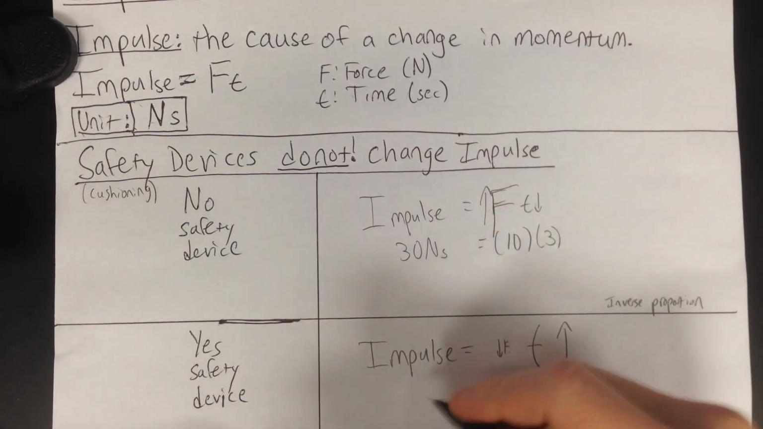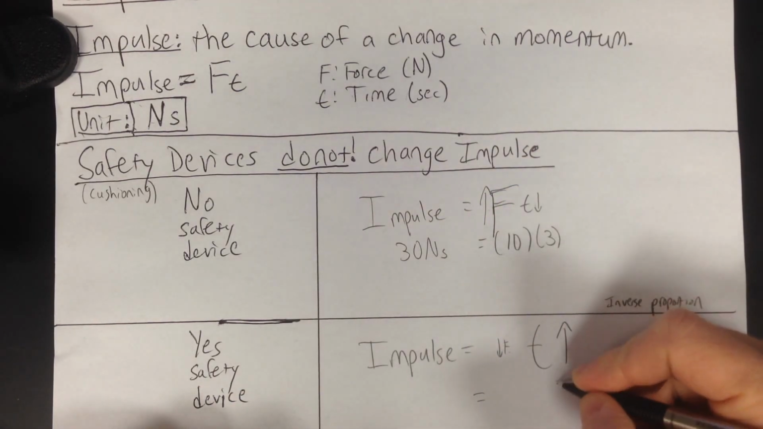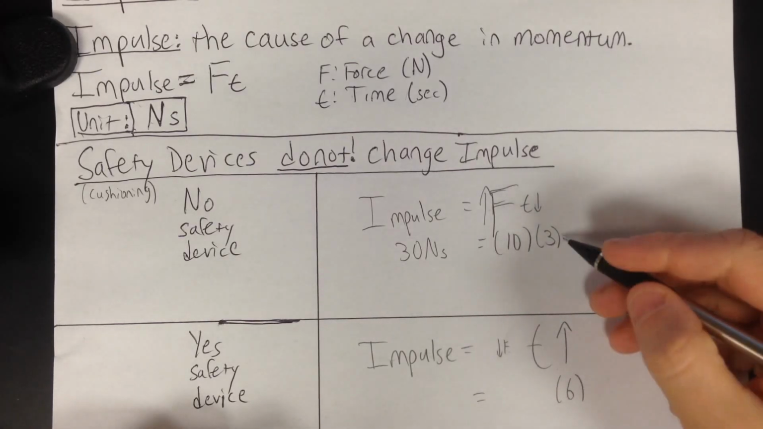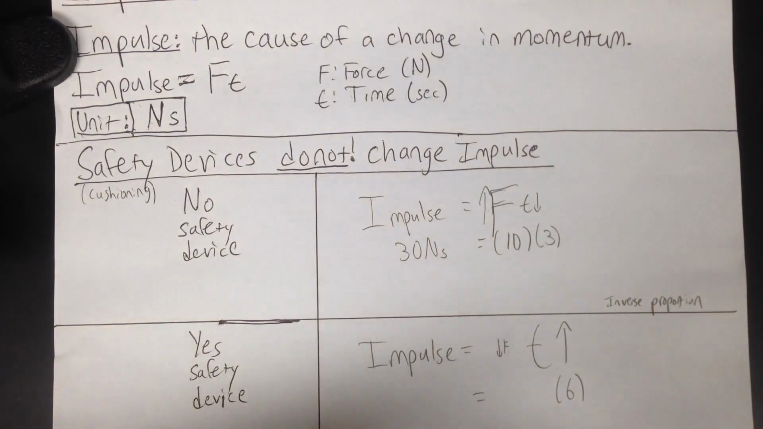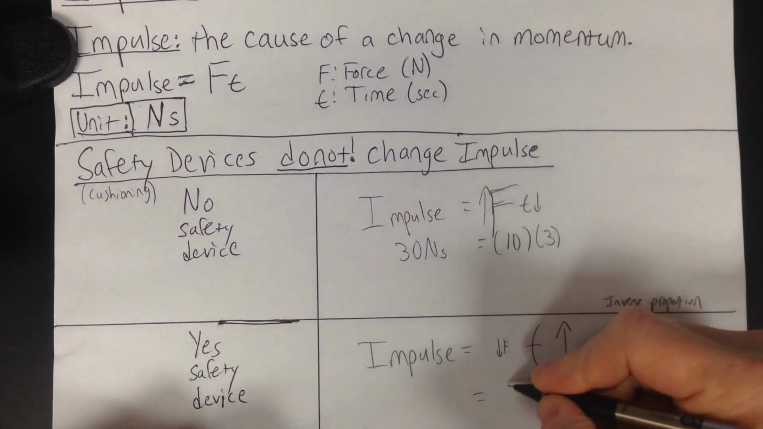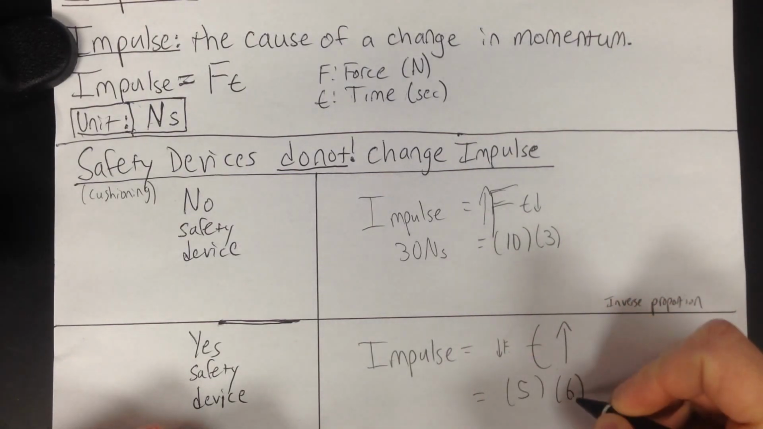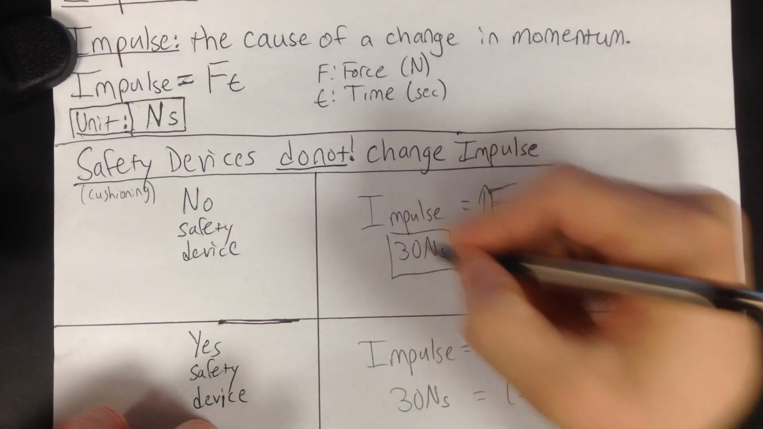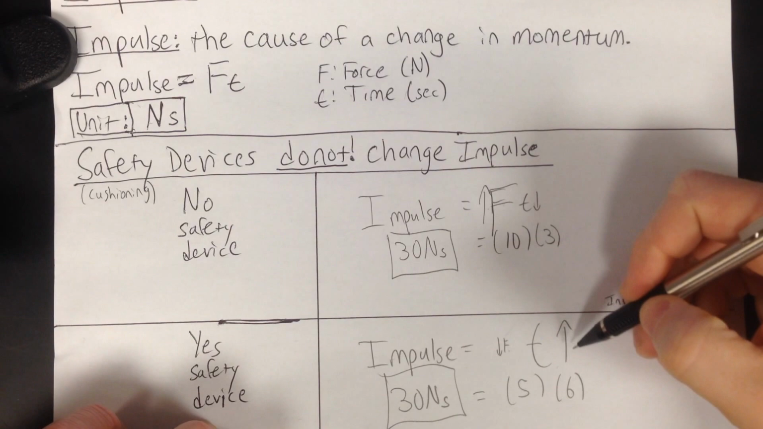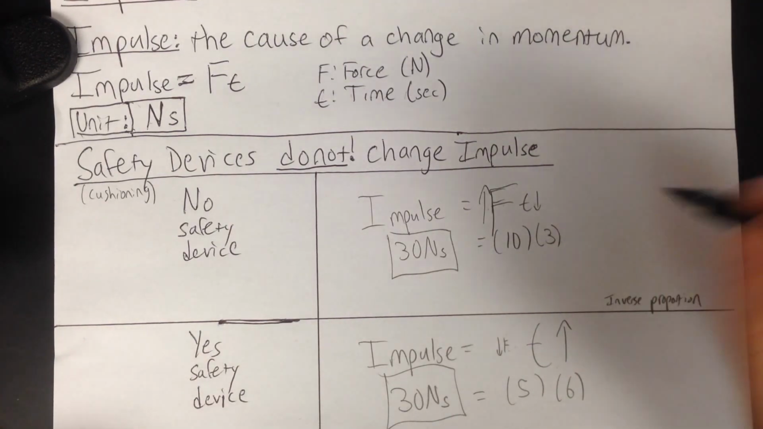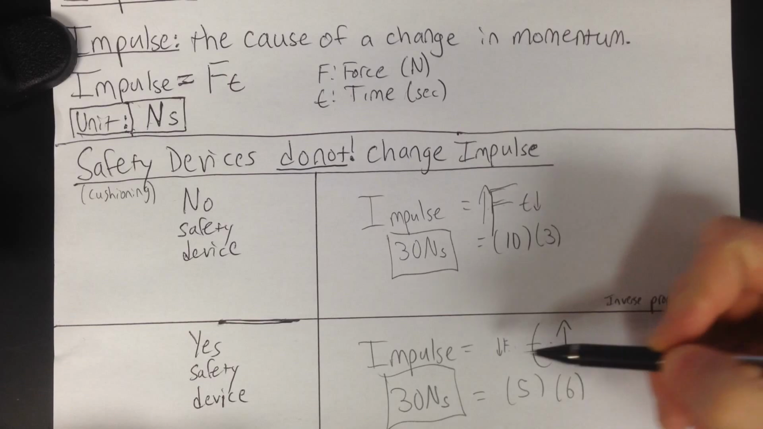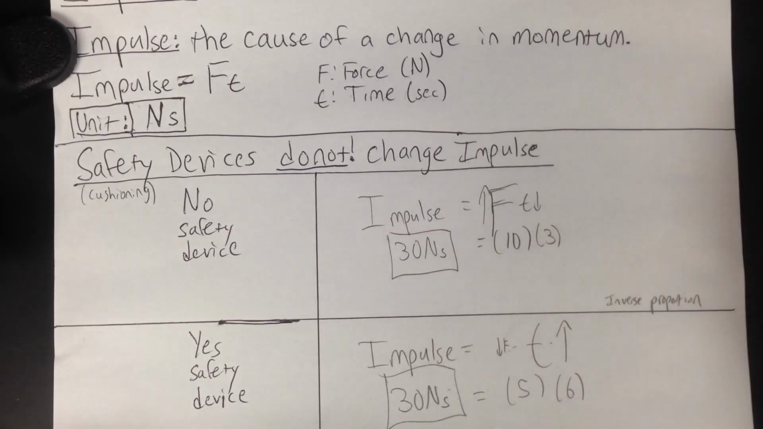But a safety device does not change impulse. So if the time goes up, say it doubles to 6, when a safety device is added, you have more time extending the contact time, then the force goes down to 5, and still 6 times 5 equals 30. So your impulse, did it change with the safety device? No, because when time goes up, force goes down, and they multiply out always to make the same result. Safety devices like airbags, they make time bigger, but they make force smaller, so the impulse stays the same.